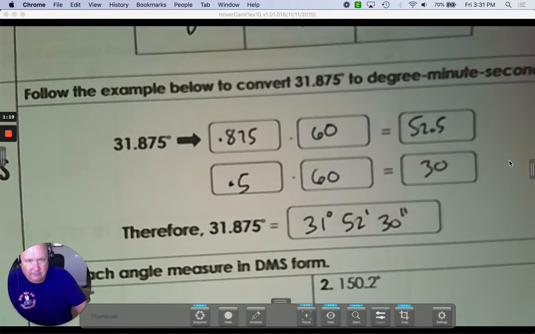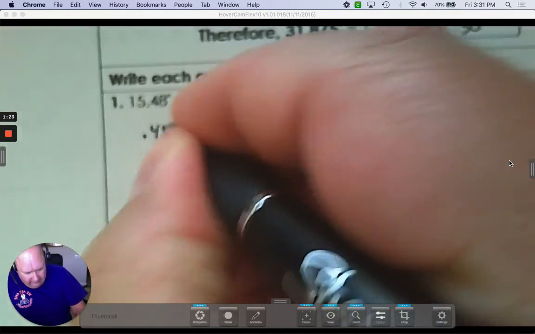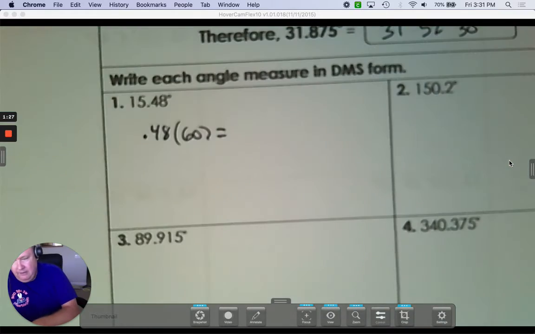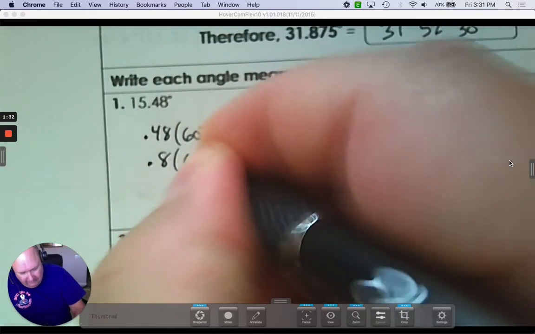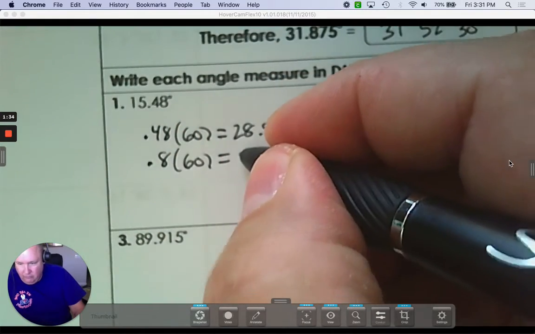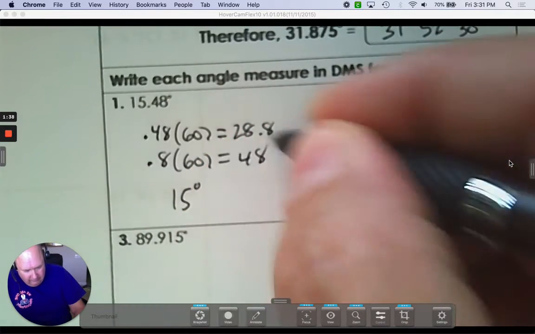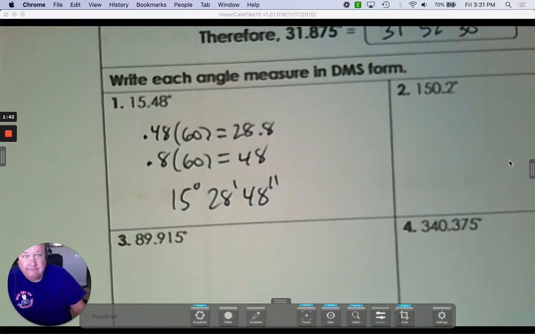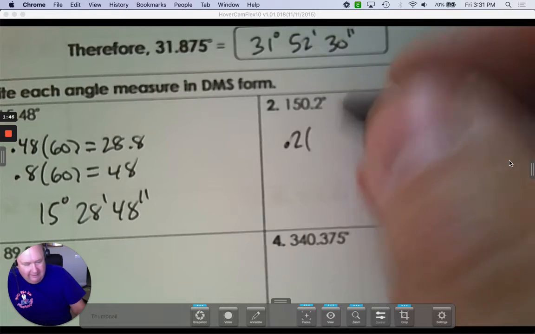So let's practice that right now. I want to convert this. I only focus in on the decimal. So 0.480 times 60, that's 28.8. Then take the decimal again, and again multiply that times 60. That's 48. And then put this together, and you got 15 degrees, 28 minutes, and 48 seconds. Done. Number 2, 0.2. Again, we're going to multiply that times 60.